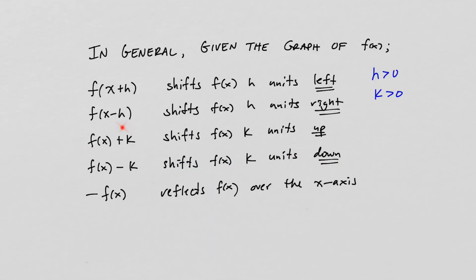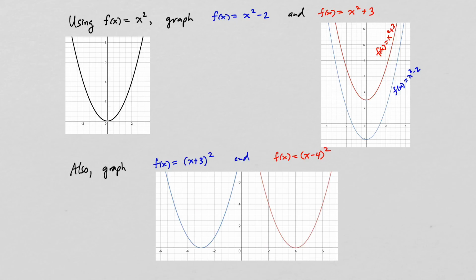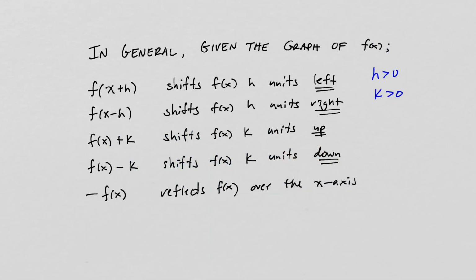F of x plus k will shift f of x k units up, and f of x minus k will shift f of x k units down. This is what happened here. And finally, one that we have not had an example of yet: if you put a negative in front of your function, that reflects the function over the x-axis.